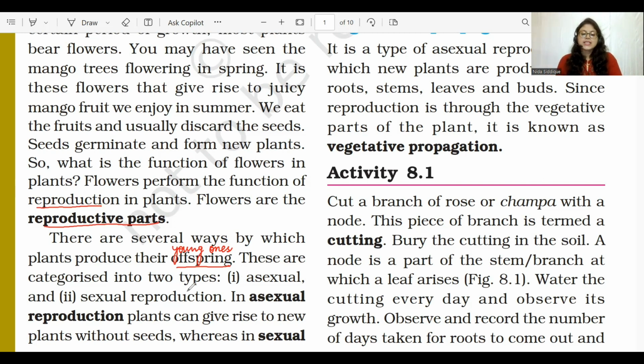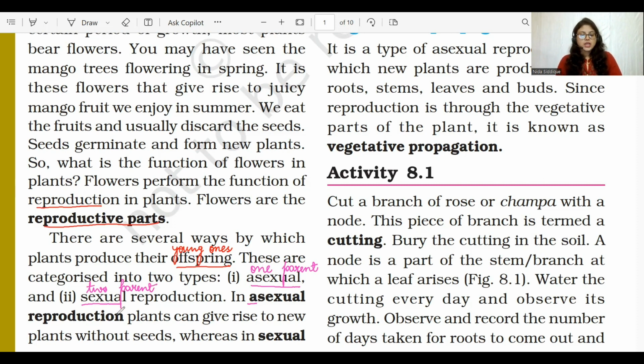These are categorized into two types. Now, there are two types of reproduction. Now, this is very important. So the first one is called asexual reproduction, and the second one is called sexual reproduction. Now, as the word indicates, A means here there is involvement of only one parent. So in asexual reproduction, only one parent will be involved, and in sexual reproduction, two parents will be involved.